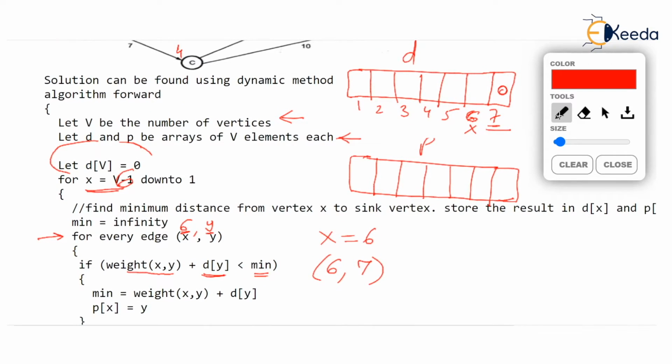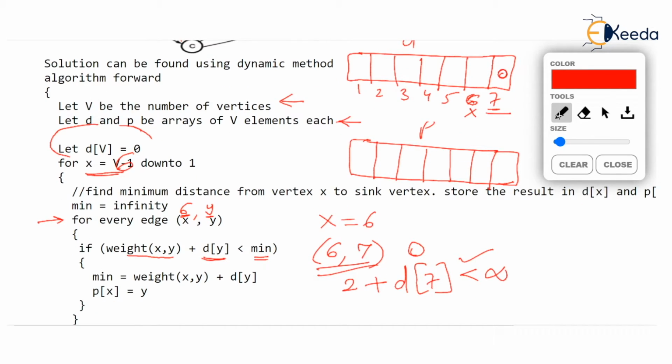And now what we do is we check the weight of x comma y. What is the weight of x comma y? 2, given in the graph. That is, 6 to 7 has a weight of 2 plus d of 7, because y is 7 in this example, and you know d of 7 is 0. So we are asking, is 2 plus 0 less than min? And min has been initialized to infinity, and this is obviously true. So we are going to update the min. Min was initially infinity, and we are now going to update the min to that new distance, which is 2.